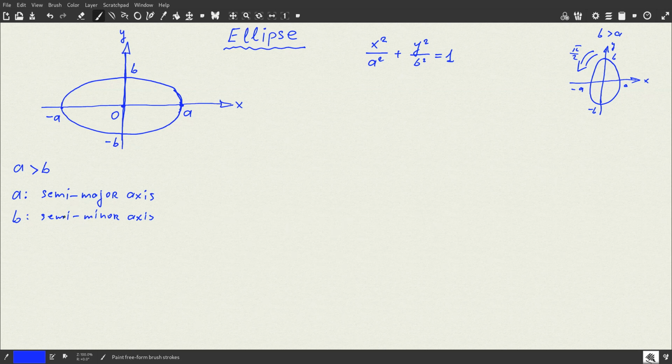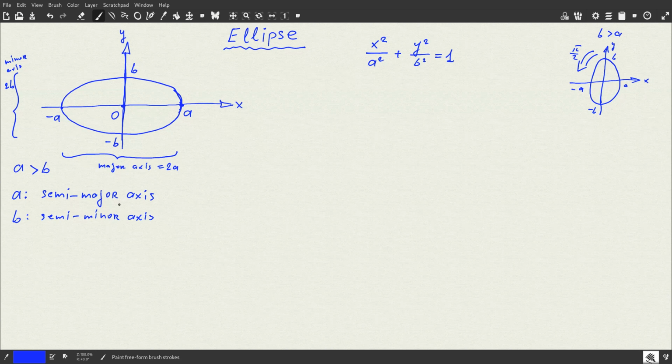It's interesting, look at the names. Why semi? Semi means half. So the major axis of the ellipse is from minus a to a. So that's the major axis, which is 2 times a. And obviously the minor axis is 2 times b. Semi-major and semi-minor means half major, half minor. Okay.